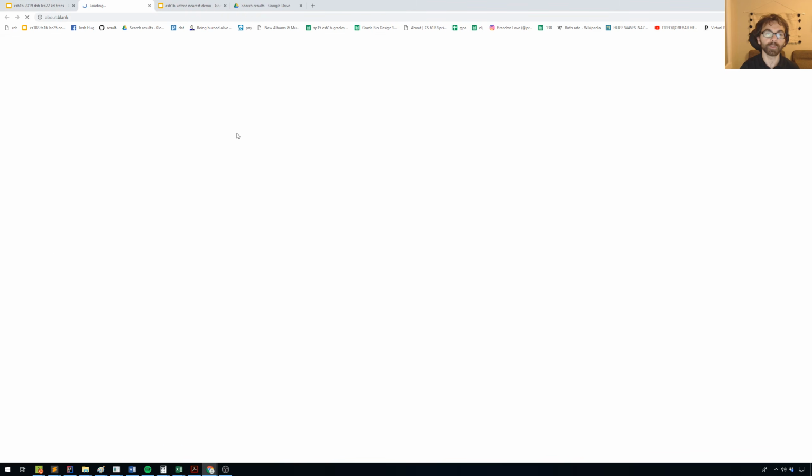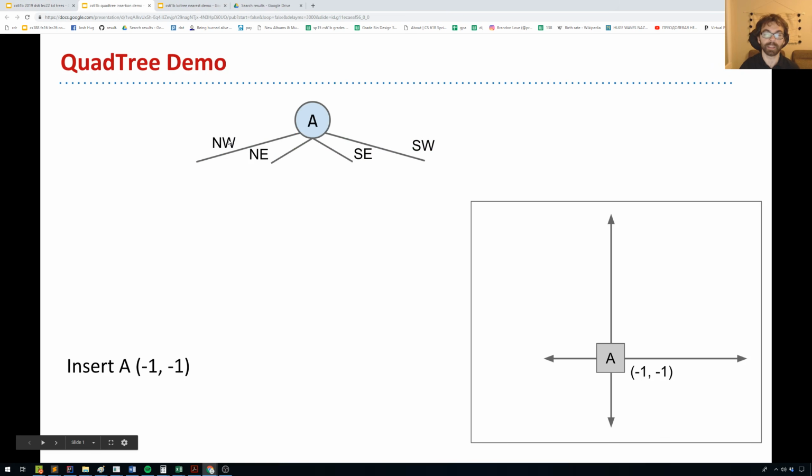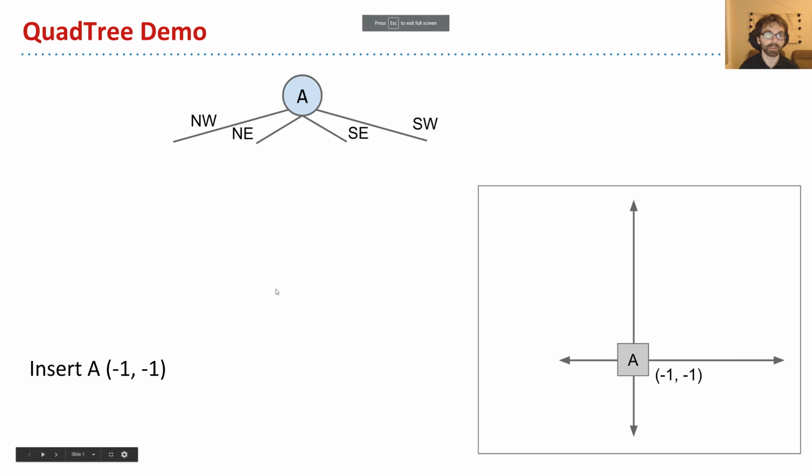So I'm going to show this by demo because I think it's easier to understand if we just build one of these things. And I'll start by saying when we insert A, this is going to be the same example as we had before with one fewer point. So here's A. And let's say we insert A at -1, -1. So if we think of this as a BST map, we are associating this point -1, -1 with A. So that is our root, and it has 4 possible children: the northwest, northeast, southwest, and southeast.